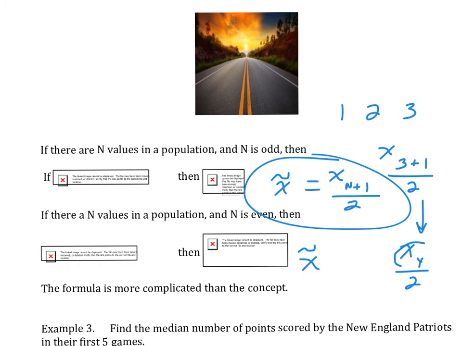X sub 4 represents the 4th term in the data point. There is no 4th term, so we divide that by 2, and it's the 2nd data point. Oh, you know what? I put my division in the wrong place. Let me just erase this. I went a little too far there. I'll even use parentheses.